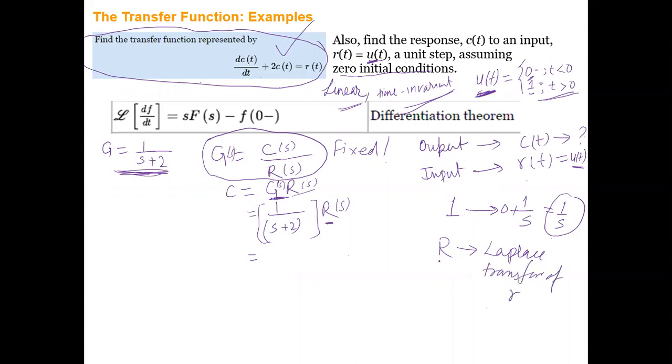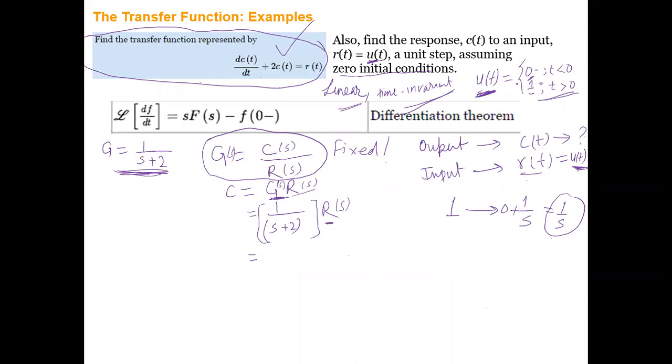Little r is called big R. So we are given little r, then find the Laplace transform of little r. So little r is u(t), right? It's given. So what is u(t)?